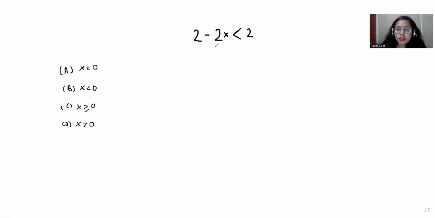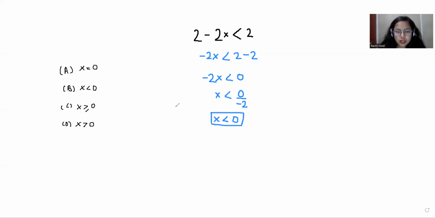Our first step is to separate the variable. How can I separate? If I eliminate this 2, we can separate it. So minus 2x less than 2 minus 2. So minus 2x less than 0. So x will be less than 0 divided by minus 2. When you divide 0 by minus 2, you get 0. So the value of x will always be less than 0 in this case. So our option number 2 is correct.